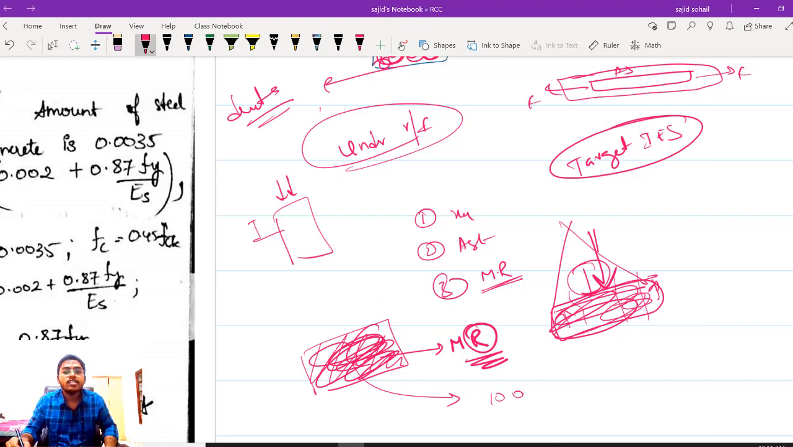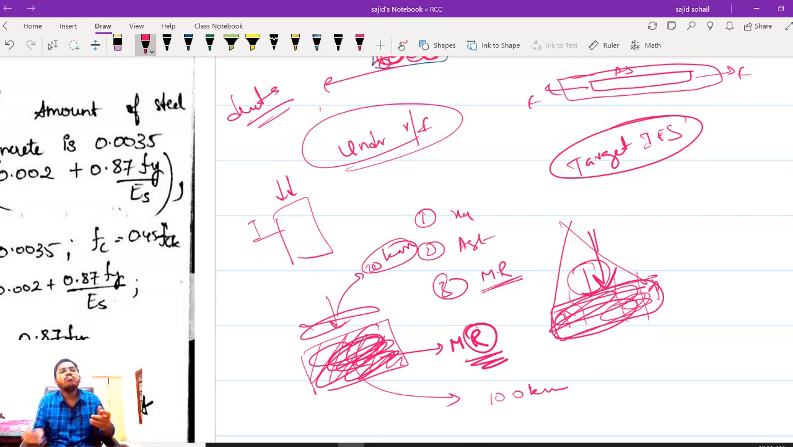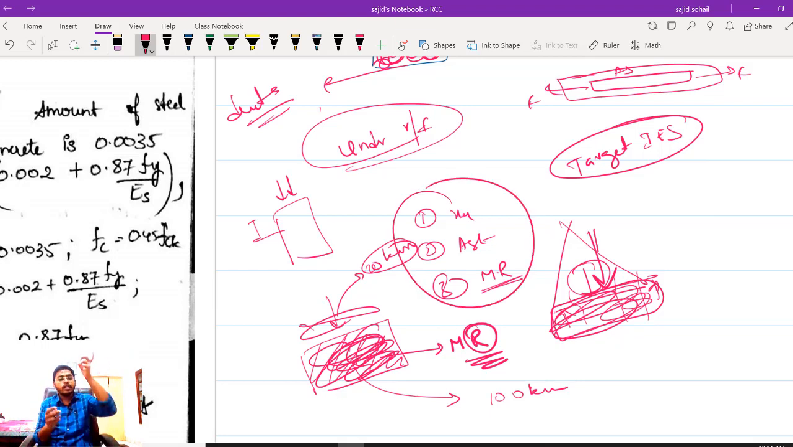Let us take it can resist 100 kilonewton meter and you are applying the load such that the maximum moment being generated is only 20 kilonewton meter. Obviously this structure can easily take it, it will be safe, right? So these three things are very important: calculation of XU, calculation of AST, calculation of moment of resistance.